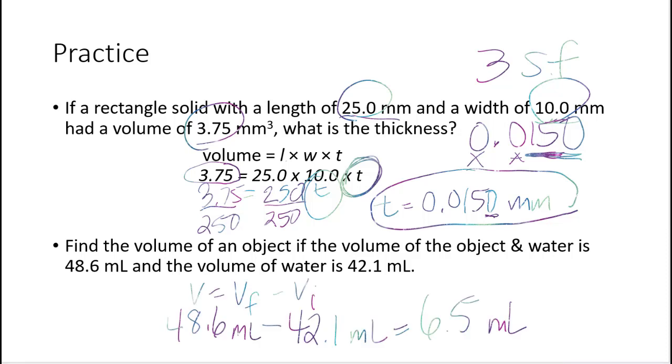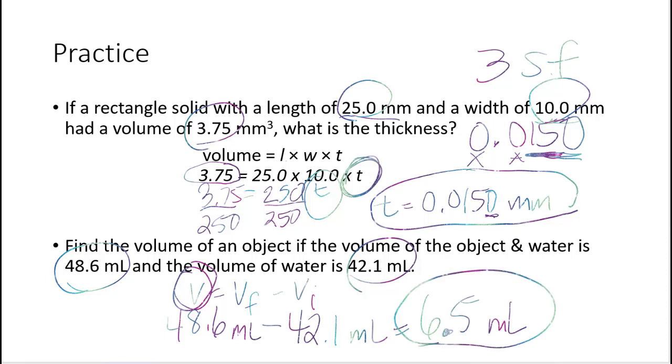okay, I was given the volume of the object and water and the volume of just the water. So we know that to find the volume of the object is VF minus VI, so 48.6 minus 42.1. And I got 6.5 milliliters for the volume of my object. If I were to look at significant figures, it might be easy, just like we did up there, to go, well, I had 3 there and 3 there, so I need 3 for my final.